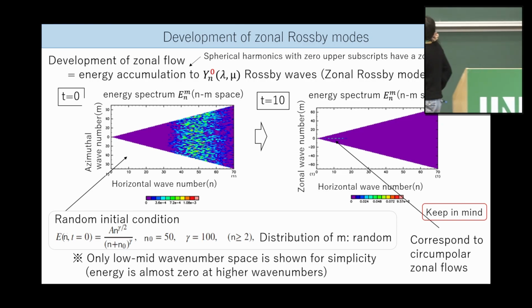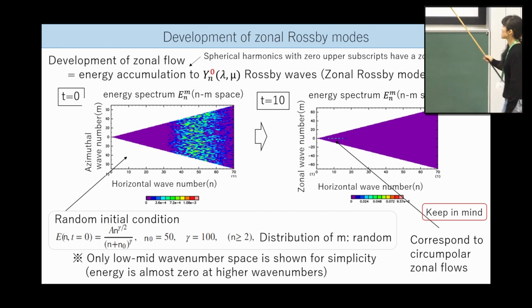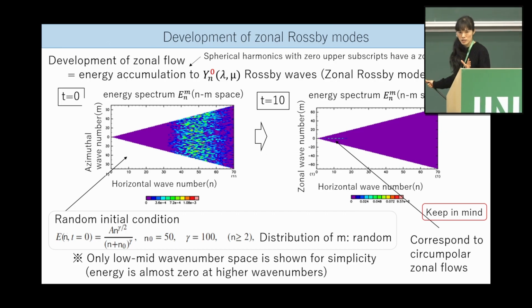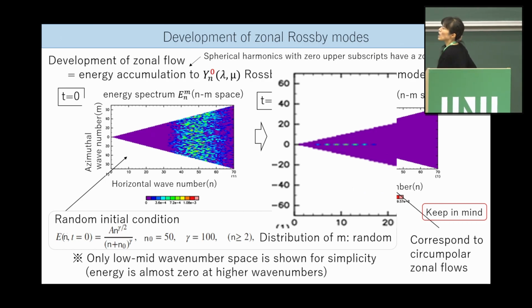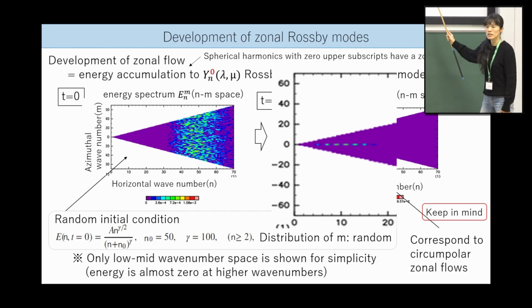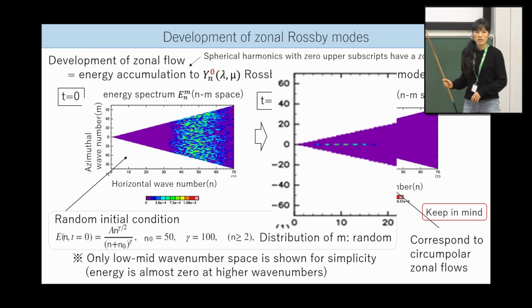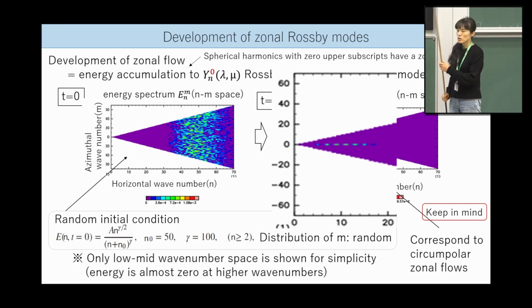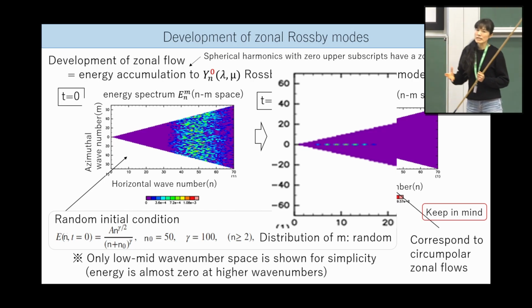As I have told you, this energy distribution corresponds to the westward large-scale circumpolar zonal flows. But if we enlarge this part, we can easily notice that the energy accumulated part is not the solid line, but the dashed line. And in fact, energy is accumulated to only zonal Rossby modes with odd integer n, not even integer n, only odd.